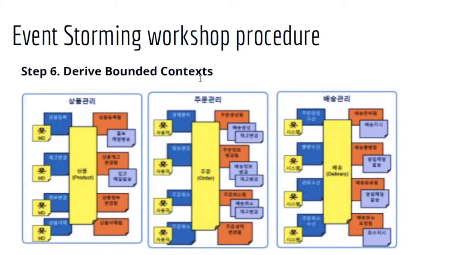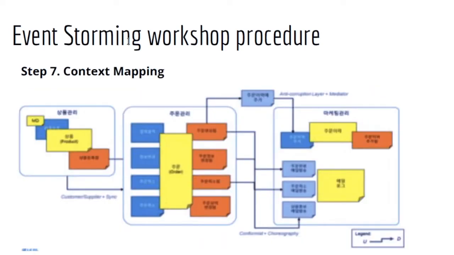Step number 7 is about context mapping. After the bounded context is derived, the operation of establishing the information reference relation between bounded contexts is called context mapping. It is possible to understand the reference topology of the entire domain service at a glance by looking only at the mapping information between contexts.